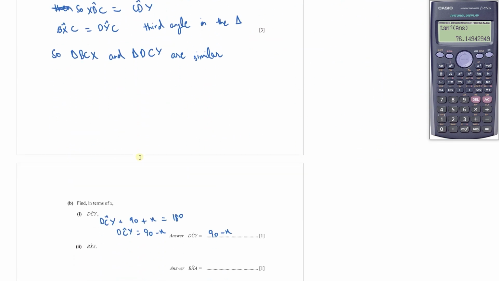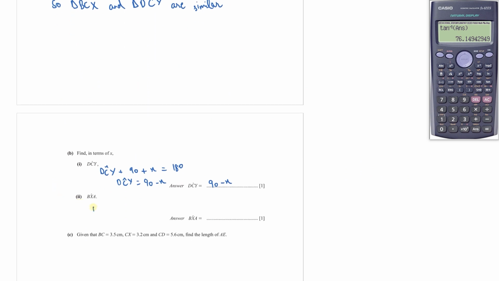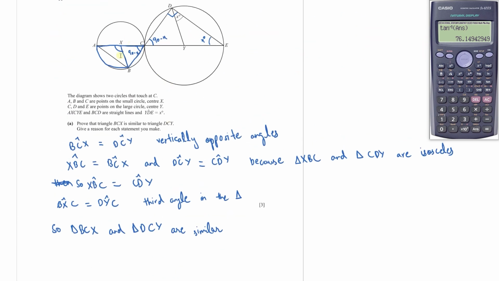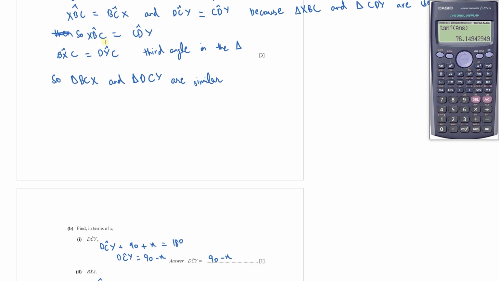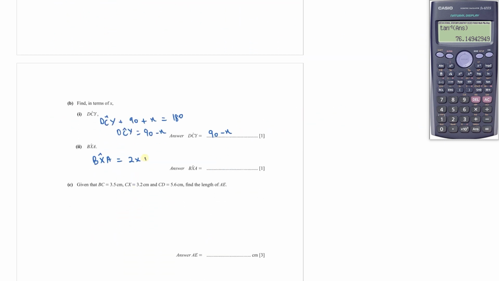So BXA will be equal to 2 times the angle BCX. BCX is the same as DCY because they are vertically opposite angles. So this will be 2 into 90 minus x, which is 180 minus 2x. So BXA is 180 minus 2x.